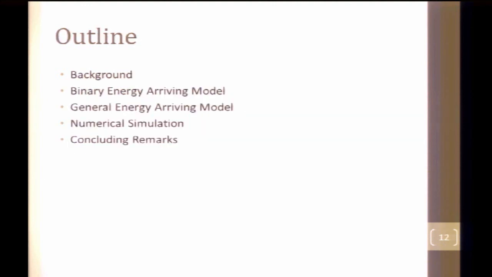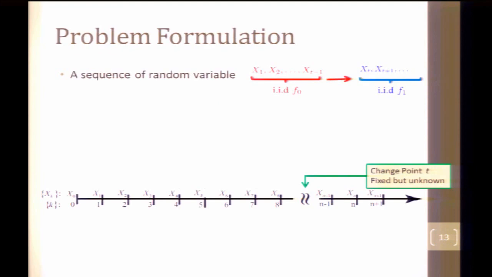So now I'm going to start with a simple model in which we assume that the energy comes in as a binary random variable. Later on, I'm going to generalize to the general energy arriving model, but just to get some idea of what's going on, we first consider this binary energy arriving model. So again, the problem formulation.